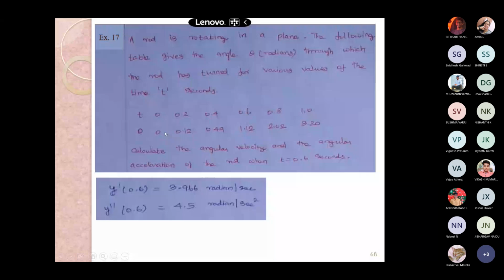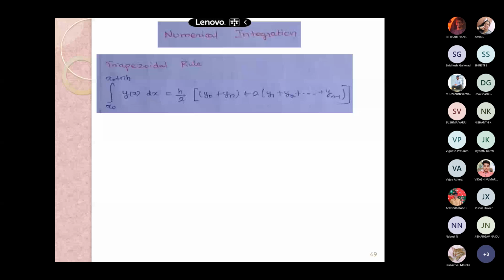Angular velocity is 3.966 radian per second, and the angular acceleration is 4.2 radian per second square. Next is integration, and this is the last part in Unit 3.